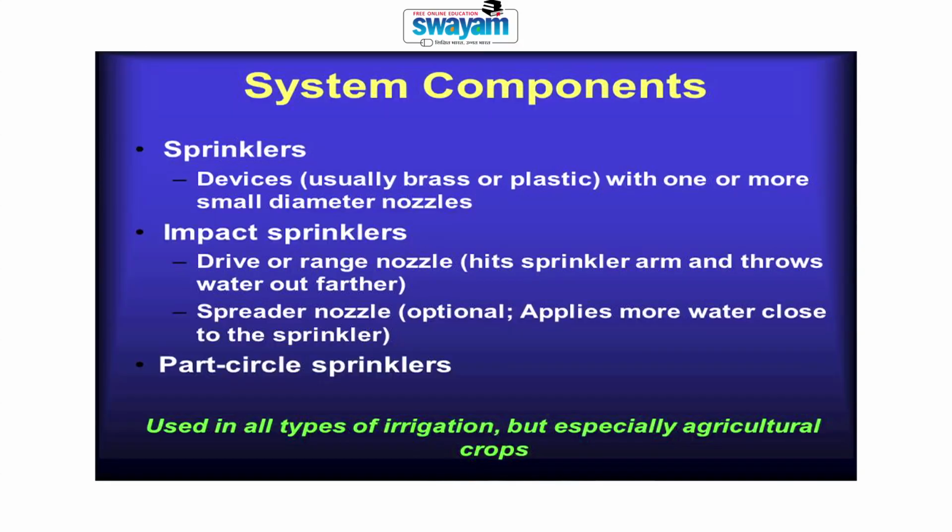What are the different components? Let us see in the details. Sprinklers are devices made of brass or plastic with one or more small diameter nozzles. Impact sprinklers are available with different types of nozzles, which we will see in the further slides. There are part circle sprinklers used in all types of irrigation, especially agricultural crops.